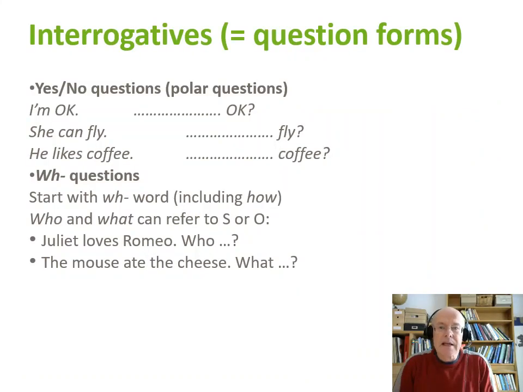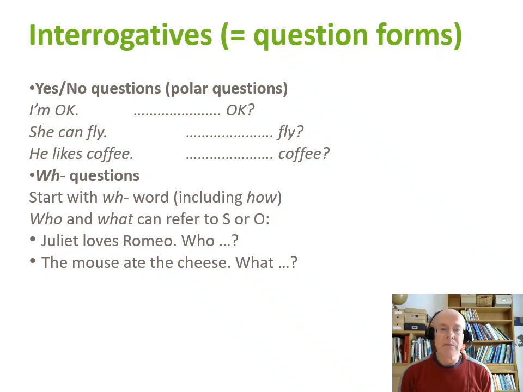So as I say, interrogatives, we often call them question forms, but strictly speaking, we're just talking about the syntax. So we have different types of interrogative: yes/no questions, polar questions, sometimes you'll see. So "I'm okay", "am I okay?" "She can fly", "can she fly?" "He likes coffee", "does he like coffee?"